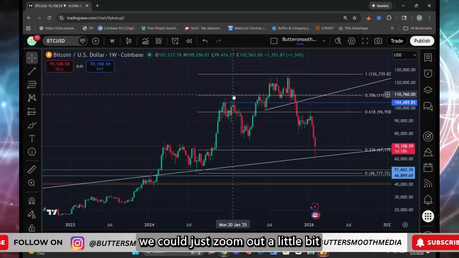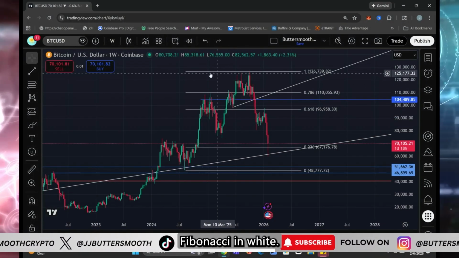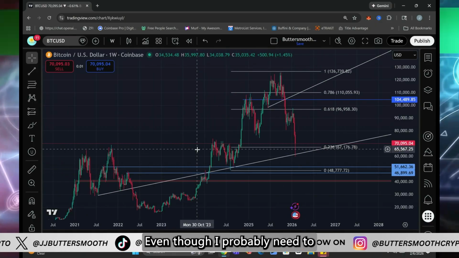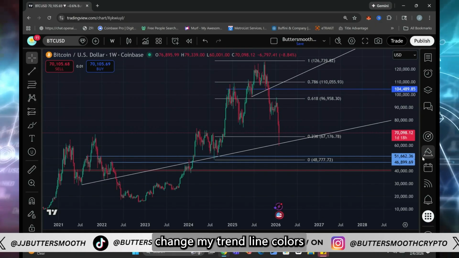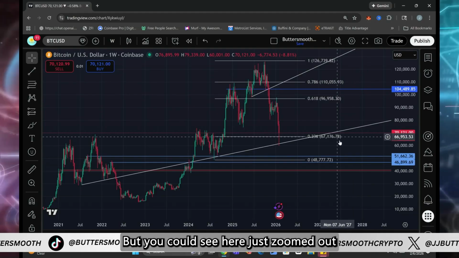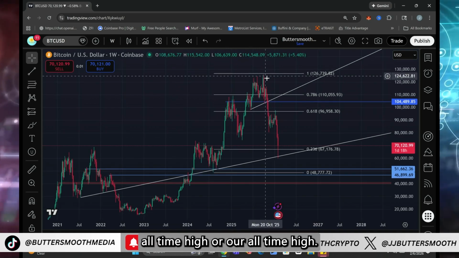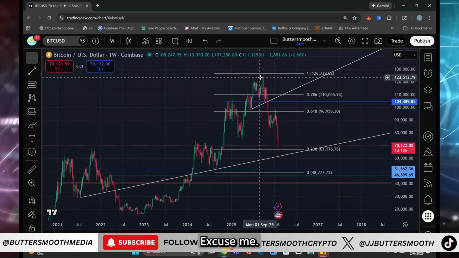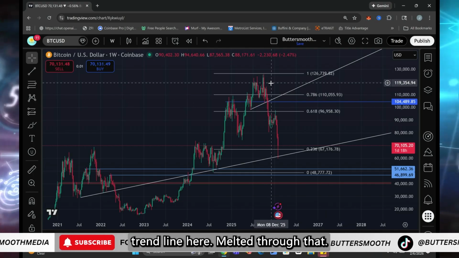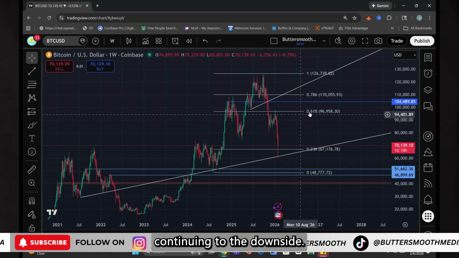So you could see here, we could just zoom out a little bit, take a look to see what we're working with. We're going with the overall Fibonacci in white. We have a couple trend lines in white as well, even though I probably need to change my trend line colors and then match up my horizontal ray colors a little bit. But you could see here, just zoomed out, looking at price action, we've fallen from our previous all-time high, or our all-time high, excuse me. We've come down, we've melted through our overhead trend line here. We really didn't even come up to retest it before continuing to the downside.